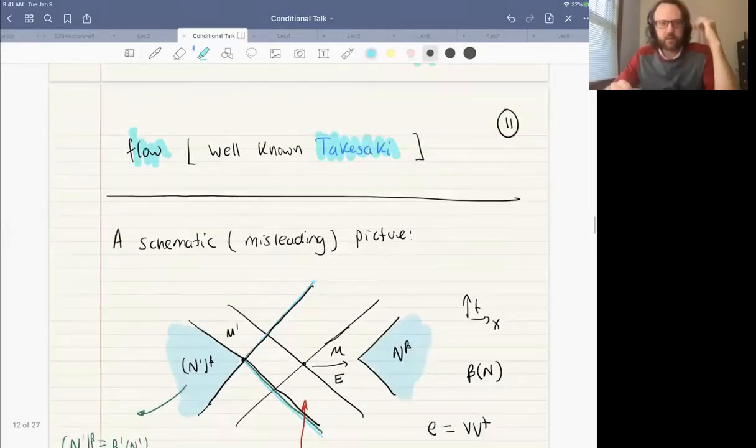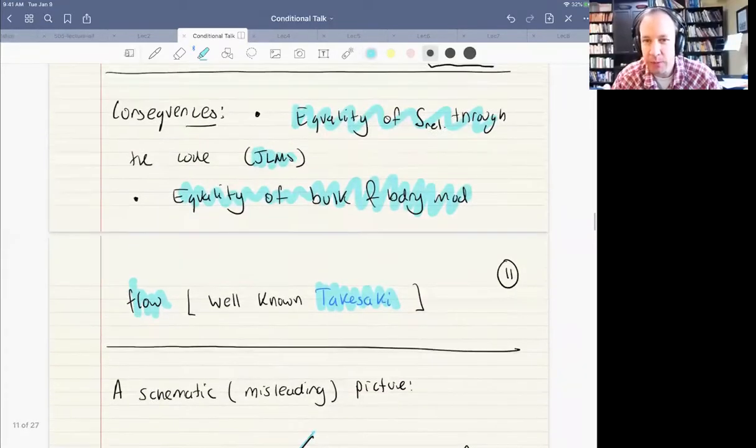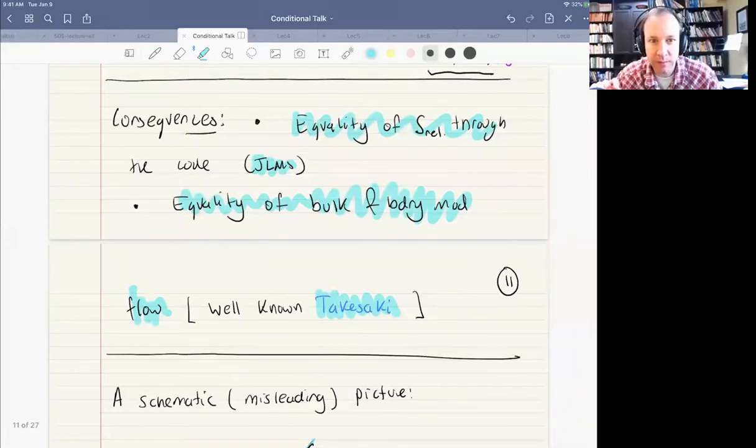Let me give a schematic picture of what's going on, and this is a misleading picture. Actually, can I just ask a question? Yes. So when you realized there was this conditional expectation, you weren't adding any additional assumptions to what was known before. No. It was just sort of a recognition that the structure that you have. Yeah, yeah.